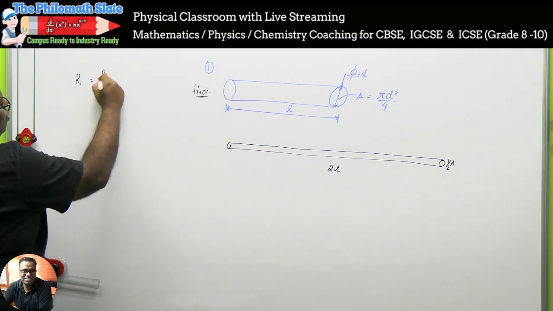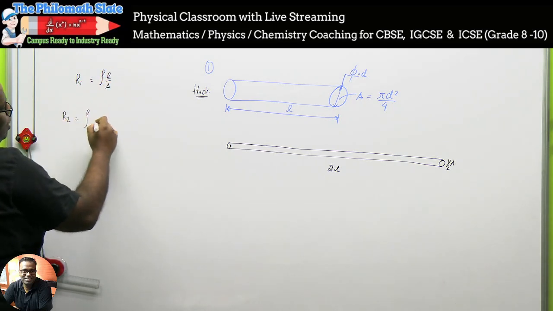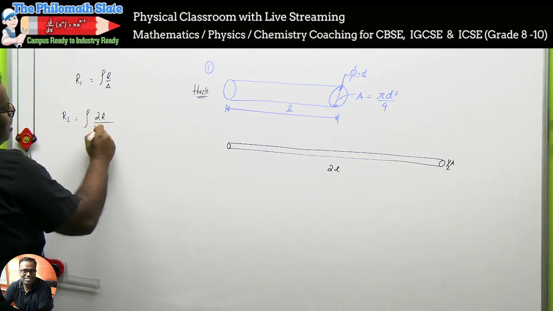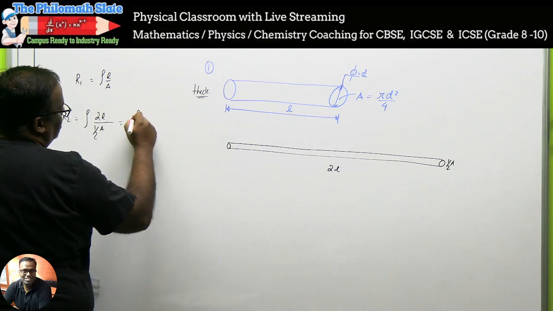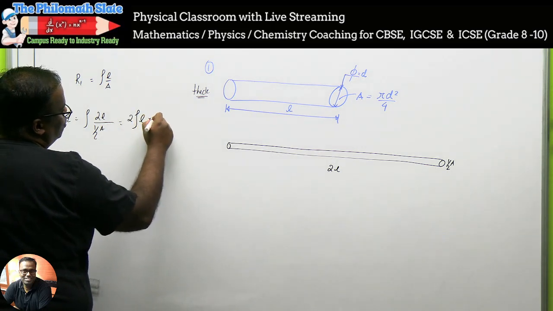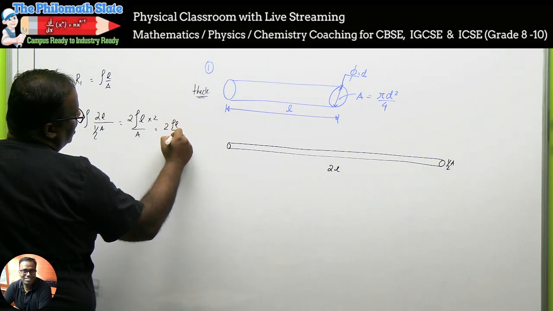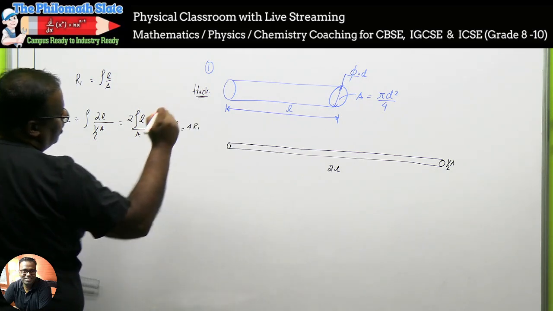R1 will be equal to rho L upon A, no change on it. R2 becomes equal to rho L has become how much? 2L, and A has become how much? Half A. So this is equal to rho 2L divided by A by 2, means into 2 by A, into 2 by A. So it has become 4 rho L by A. So 4 times of R1.